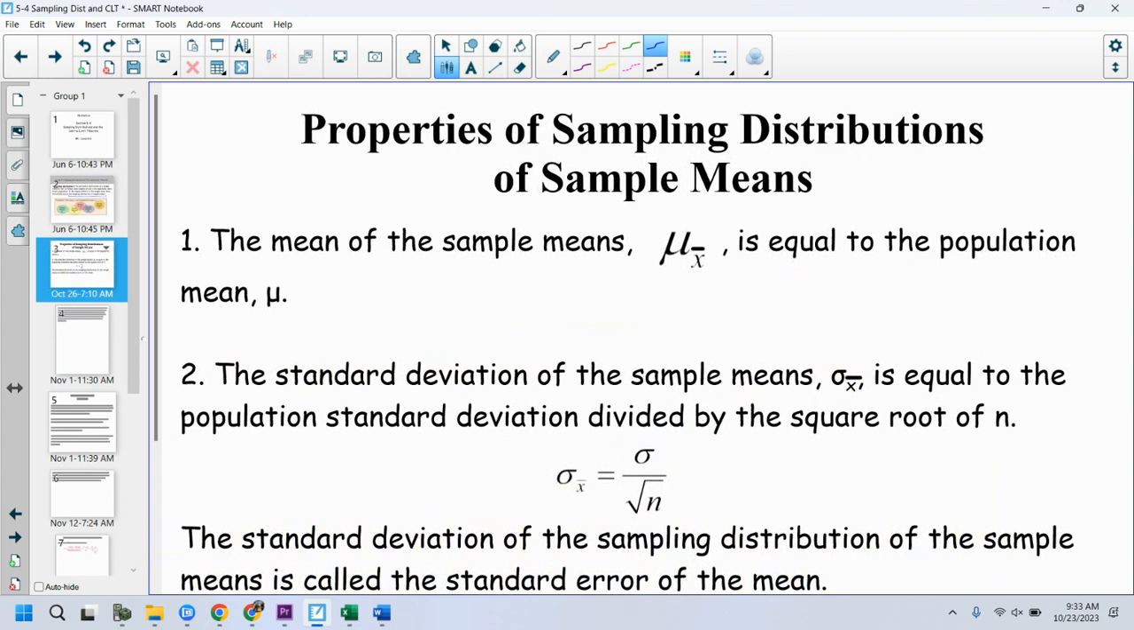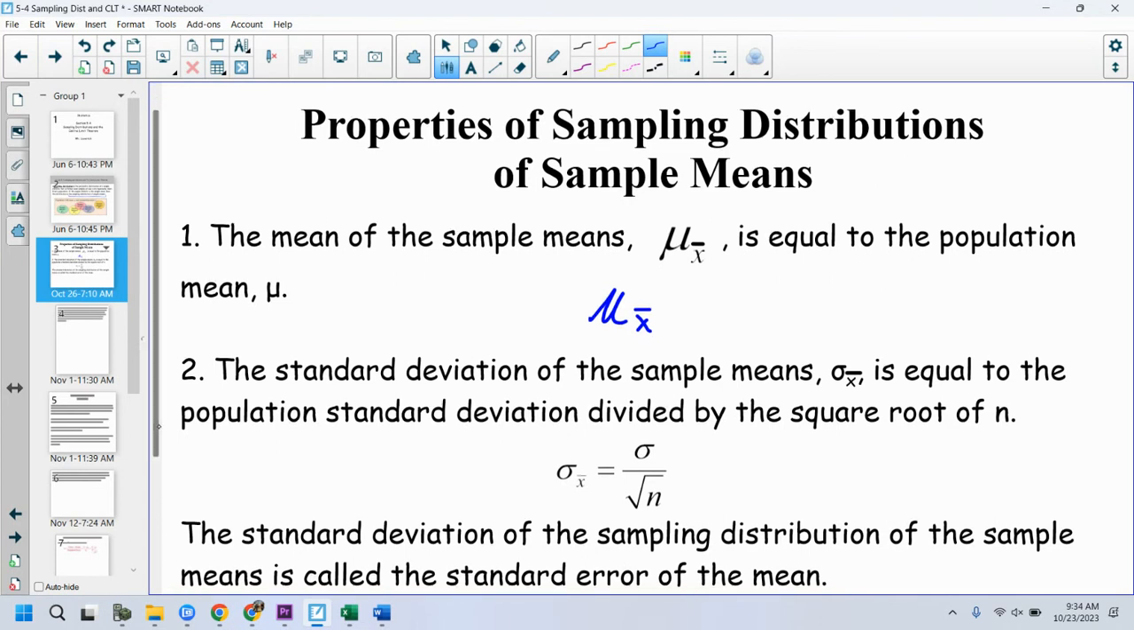So, again, properties of sampling distributions of sample means. The mean of the sample means, mu x bar. This is the notation for taking the average of the sample means. Mu x bar is equal to the population mean, mu. Okay? Mu x bar is the same as mu. That's what we just talked about. If we can take x bar and find samples and samples and samples of means, and then I average those means, that's equivalent to mu. Mu x bar is mu.